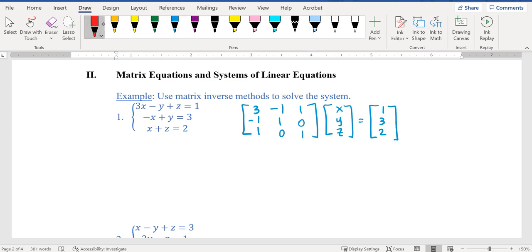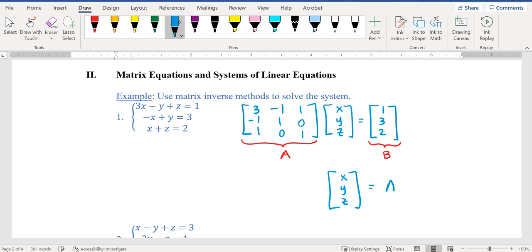Okay, I'm going to put this in as matrix A, and I'm going to put this in as matrix B in my calculator. Then I'm going to type in A inverse B on my calculator. And let's see what we get.